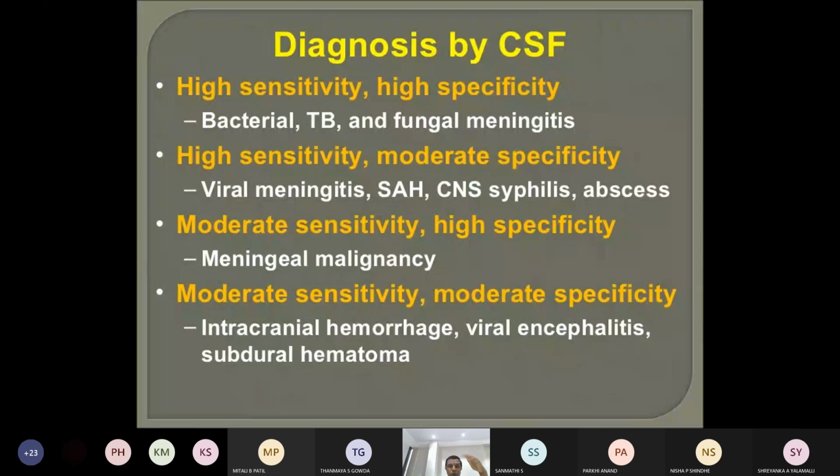And what are the other uses of diagnosis by the CSF? It can be used to diagnose bacterial, tuberculous and fungal meningitis, and viral meningitis, with sensitivity and specificity. SAH, CNS problems and meningeal malignancy can also be diagnosed with CSF. Even intracranial hemorrhages, viral encephalitis and subdural hematoma, CSF analysis is used in these conditions.